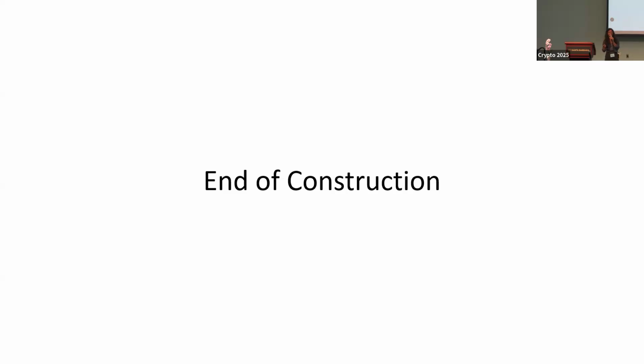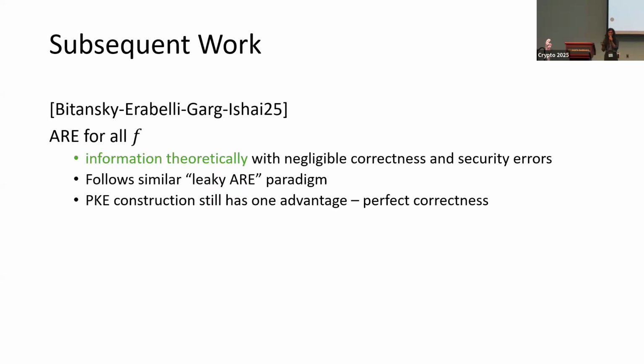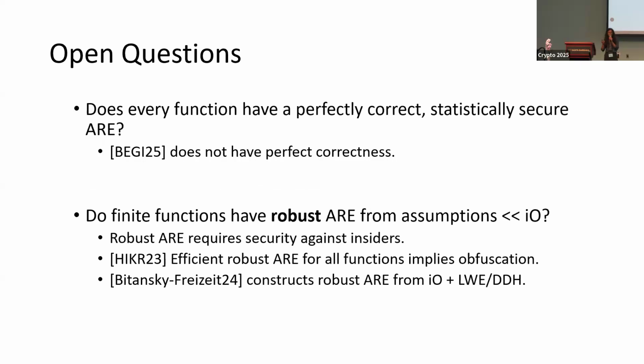So I do want to say that when we first started working on this problem, our goal was to construct ARE from some post-quantum assumption. So we were very surprised to find that we could do it generically from public key encryption. And we were even more surprised to learn that we can actually just construct ARE information theoretically, which is a recent result we posted. And we can do this with negligible correctness and security errors. And the techniques follow a very similar leaky ARE paradigm, where we have a leaky version and we lift it to the full-fledged ARE. But I will say the PKE construction still has one advantage, which is that it has perfect correctness. So this leads me to remaining open questions.